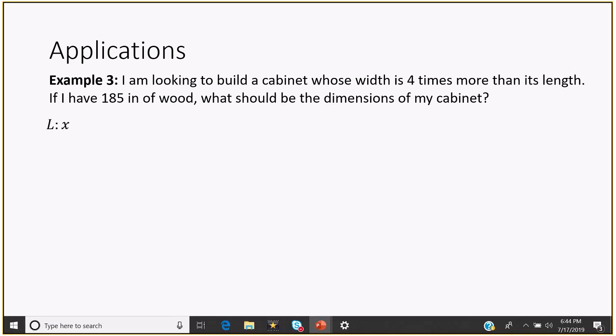So in this case, I am going to specify my variables pretty clearly. I want to find the length of my cabinet, so I'm going to say that's x when I'm building my equation. I know my width is 4 times more than my length, so my width is going to be 4x. I know that I have 105 inches of wood, and I'm trying to find the dimensions of my cabinet. So I don't really need any more variables at this point. If I set up my equation, and if I'm able to solve for x, I will be able to find my length, and I'll have to do a very tiny amount of work to find my width.